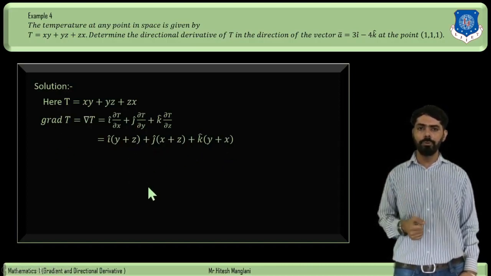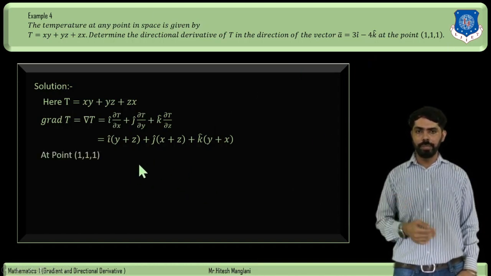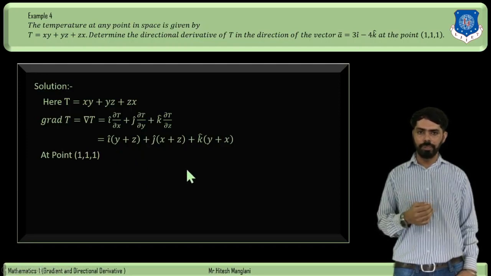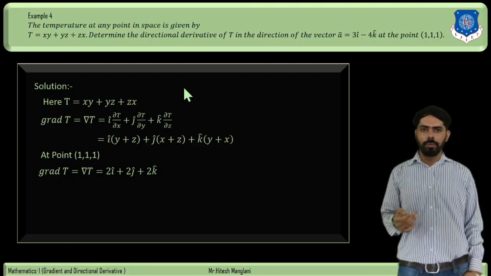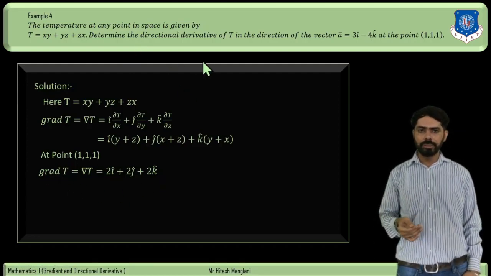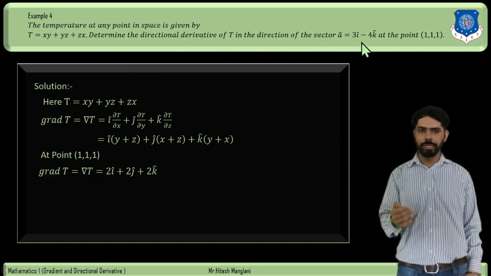Now we will have to find out gradient T at the point (1, 1, 1). So for that we will replace x by 1, y by 1 and z by 1 in this result. So gradient T will be 2i plus 2j plus 2k. So this is gradient T. But here we will have to find out the directional derivative of T in the direction of vector a bar equal to 3i minus 4k.